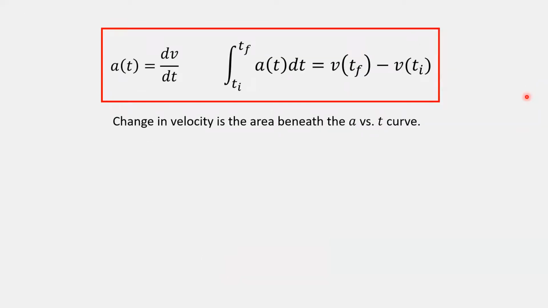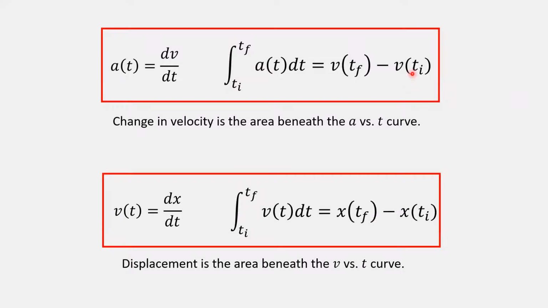Now there's another way to get to this result formally, and we should go through that, but it's worth repeating. The change in velocity is the area beneath the curve. Specifically, the change in velocity between two specific times is the area under the acceleration curve between those two times. See how these times match these times? That's important. We can make the same statement for the relationship between position and velocity.